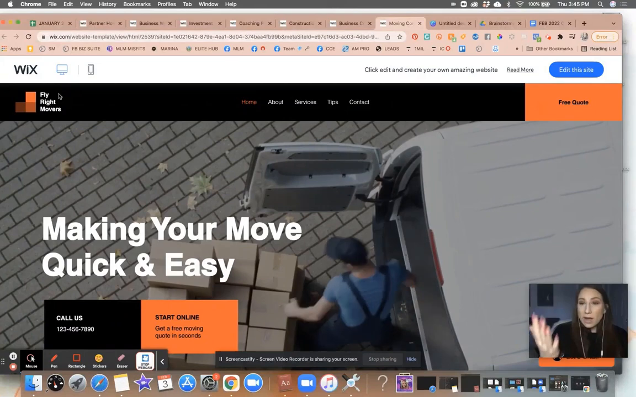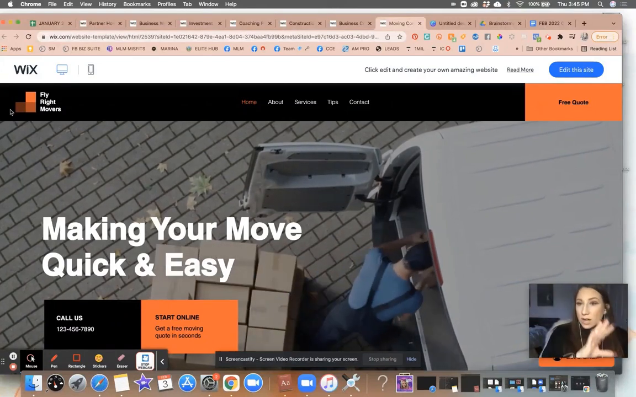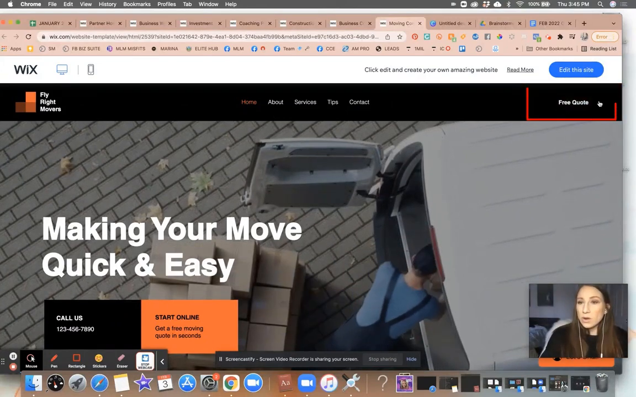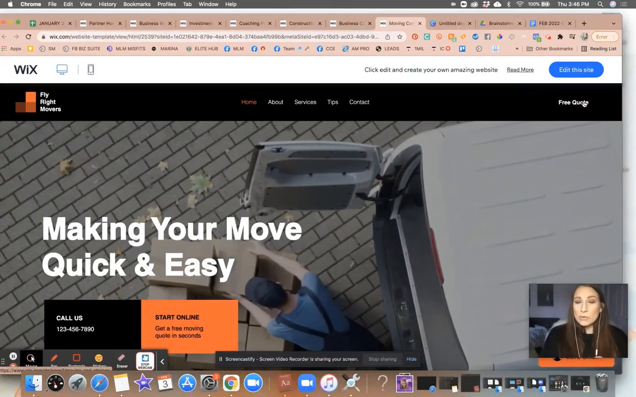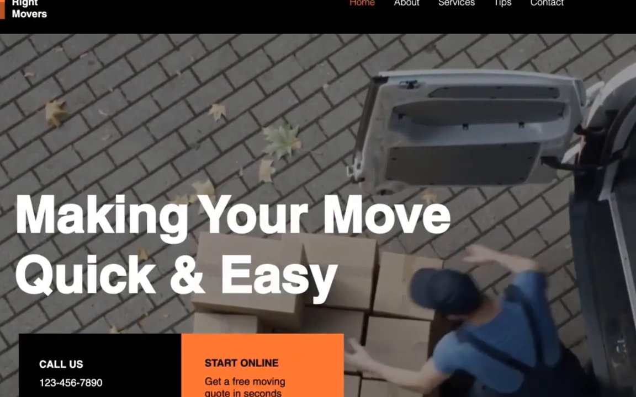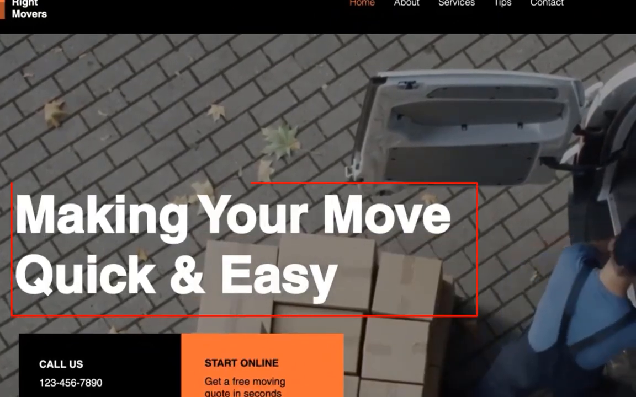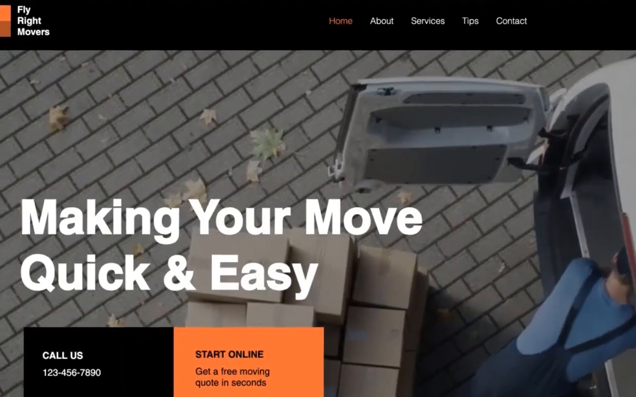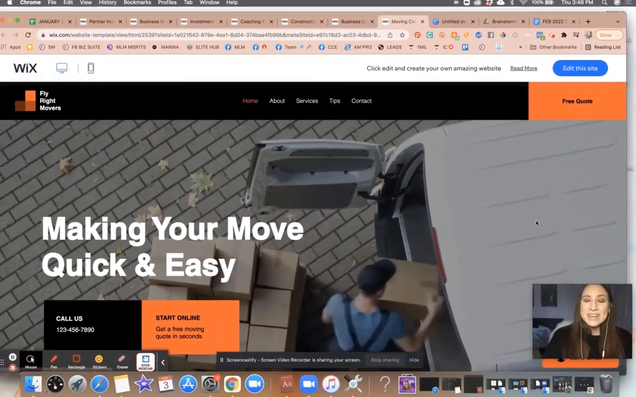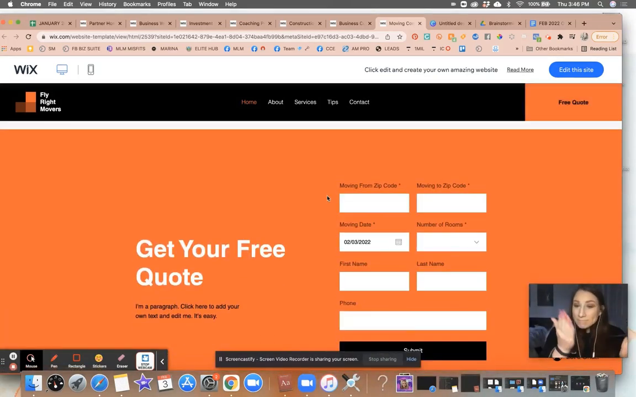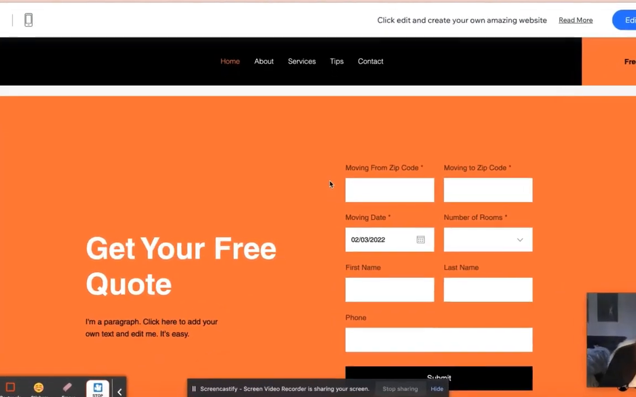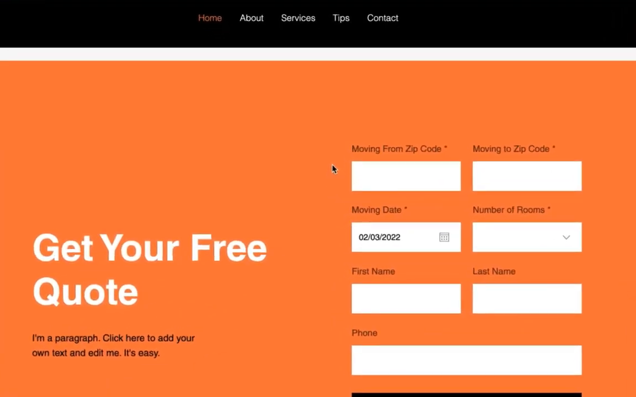So when we look at this website, this is done very well because in the upper right-hand corner, you'll see right here, it says a free quote. So obviously the people who are landing on this website are people that are looking to move, right? In whatever area. So someone who lands here is going to go ahead and click on the free quote, and this is where they're going to be able to enter their information. This is where they're going to opt in to take that next step on your website.